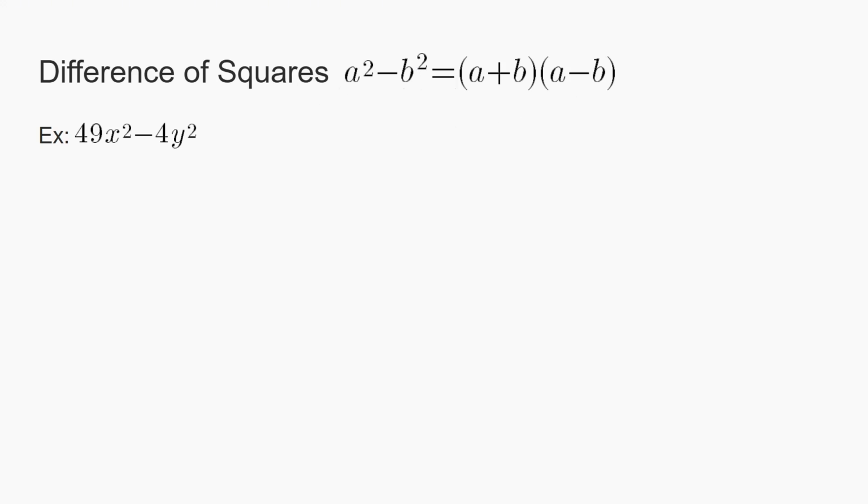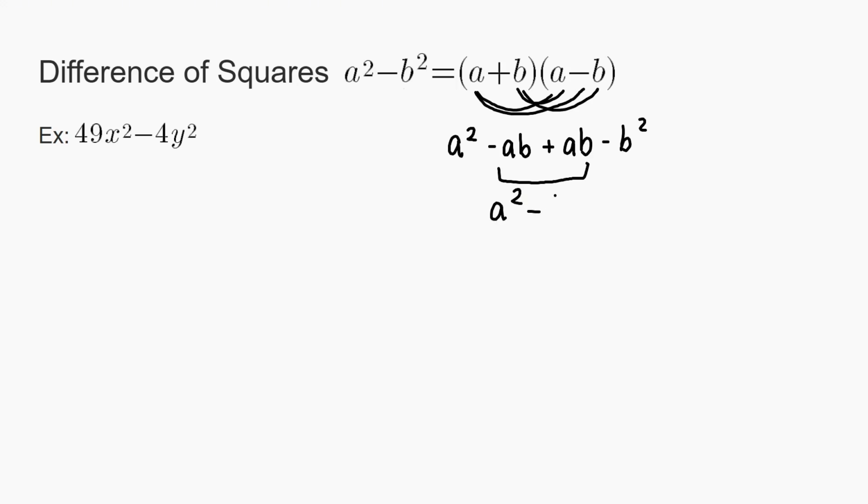Because this is just a factored form, we can multiply this out to check. This gives us a squared minus ab plus ba, or ab, minus b squared. As you can see, these middle terms cancel out, and we're left with a squared minus b squared.